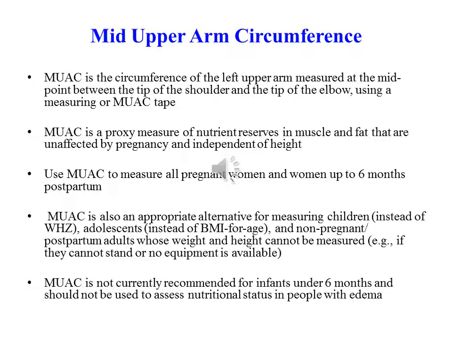Mid upper arm circumference is the circumference of the left upper arm measured at the midpoint between the tip of the shoulder and the tip of the elbow using a measuring tape or a mid upper arm circumference tape. It can be any usual inch tape which is present at our homes or at the tailor shop, or usually easily available at any shop in the market.